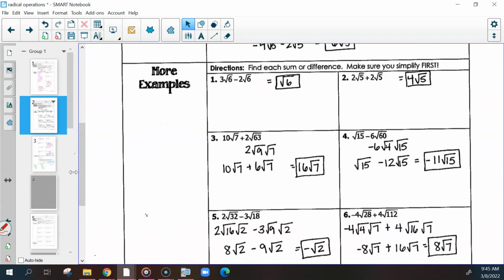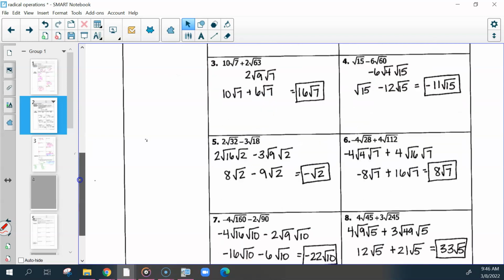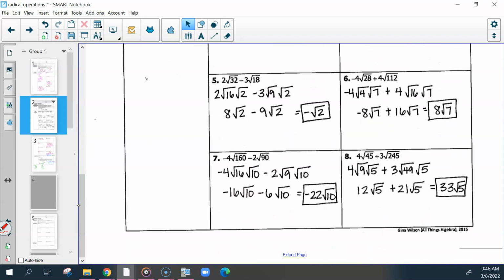The simplified answer was 4 times the square root of 5. Number 8 was 33 times the square root of 5. What questions do we have on those two? At the end, 33 times the square root of 5.